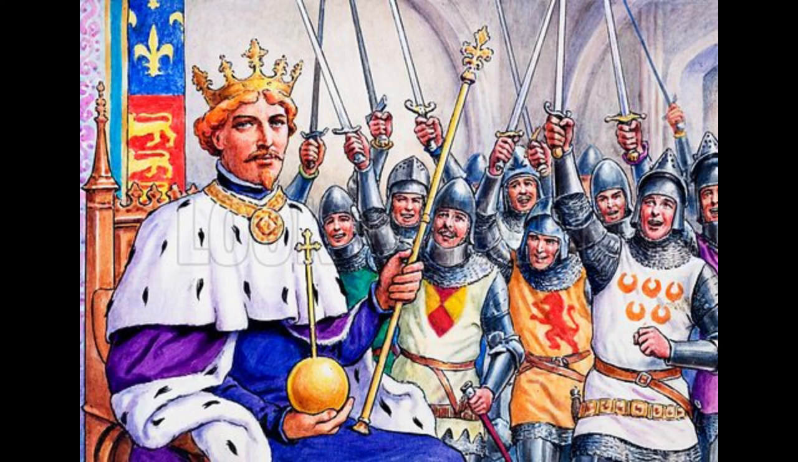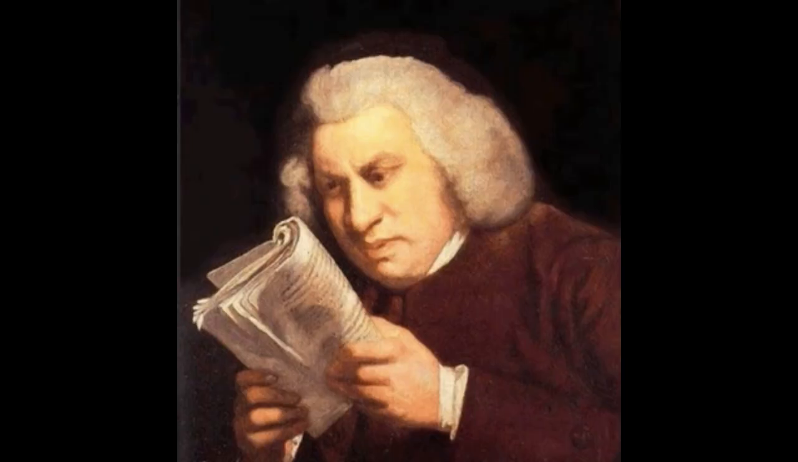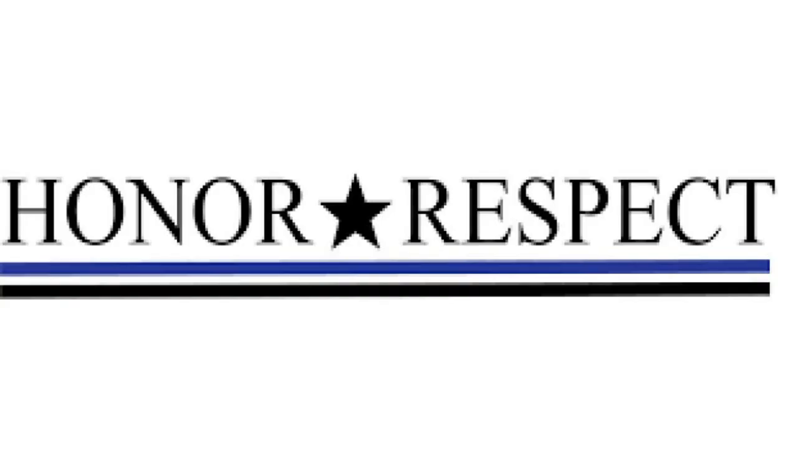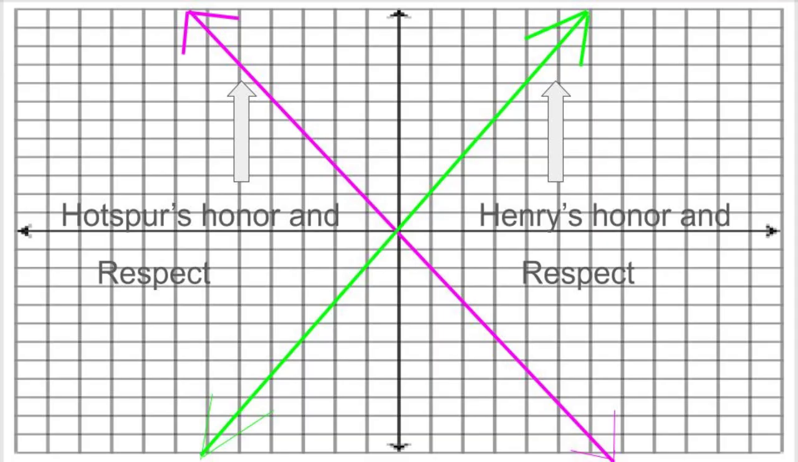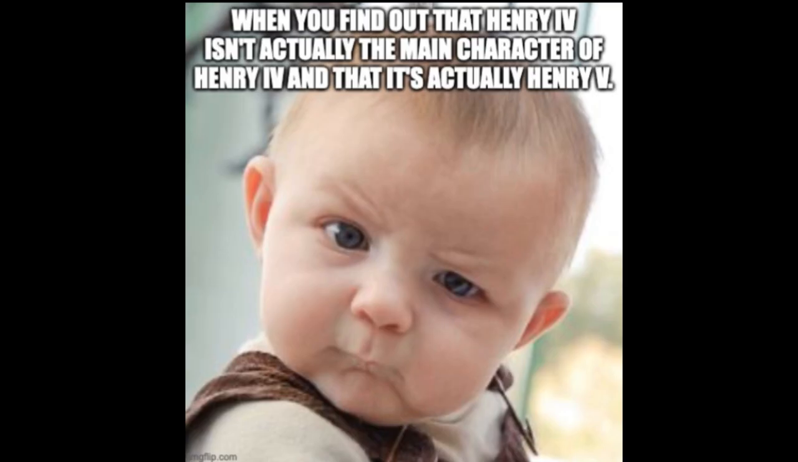Anyways, when the reader truly takes time to analyze and appreciate Shakespeare's literary masterpiece, Henry IV, one can find that the respect and honor of the main protagonist and antagonist can be modeled by a perpendicular system of equations. When you find out that Henry IV isn't actually the main character of Henry IV, and that it's actually Henry V. Anyways, to understand what I just said earlier, I'll draw the graph for you.